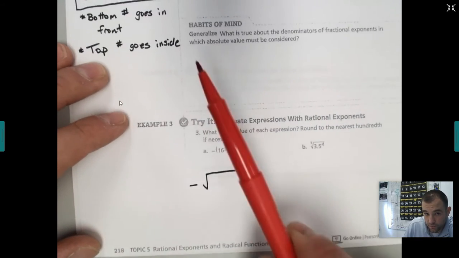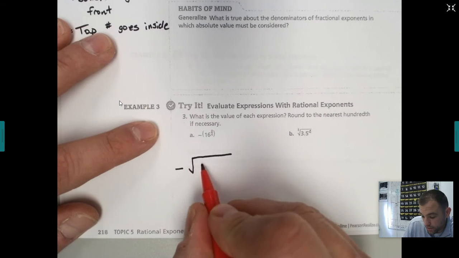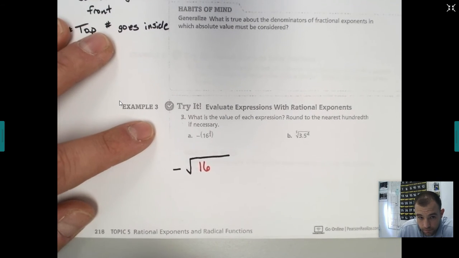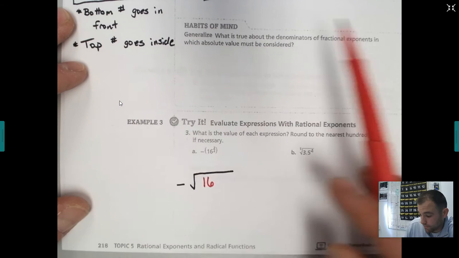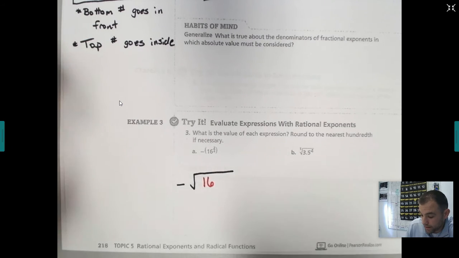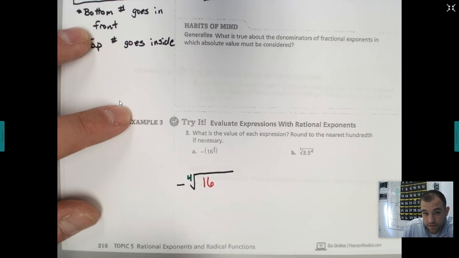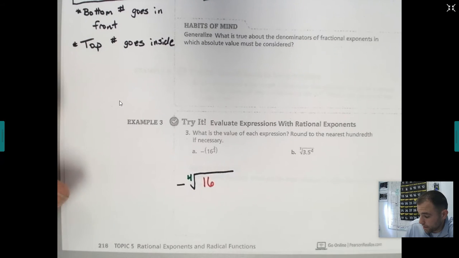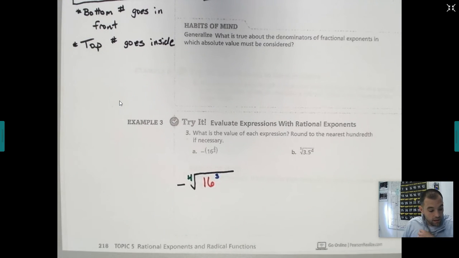My C value right here is going to be the 16. Bottom number goes in front. So the bottom number in this case is a 4, so I'm going to put that in front. The top number goes inside. The top number is a 3, so I'm going to put that here. And then what do you know?